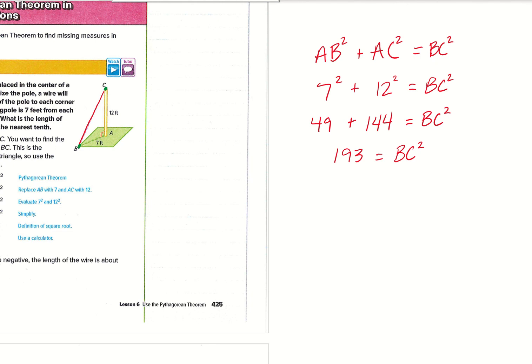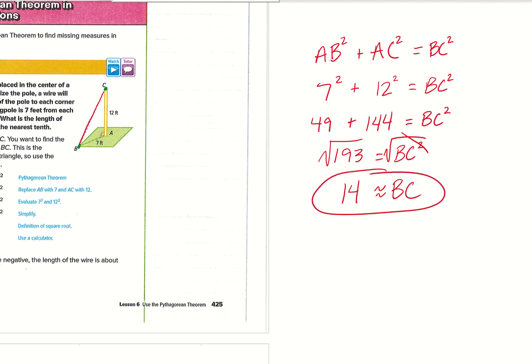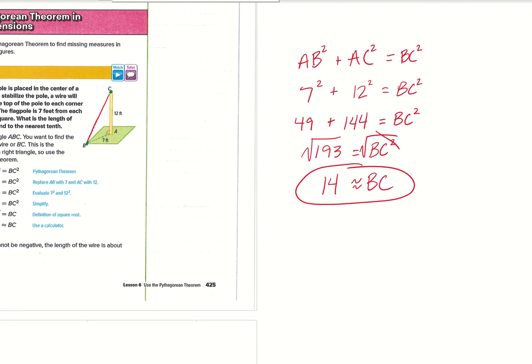Lastly, we got to get rid of the square, just like we do any other time we use the Pythagorean theorem. That will give us BC equals the square root of 193. We're going to estimate that. 193 is really close to the perfect square of 196, which is the perfect square of 14. So the length BC is going to be approximately 14 feet.